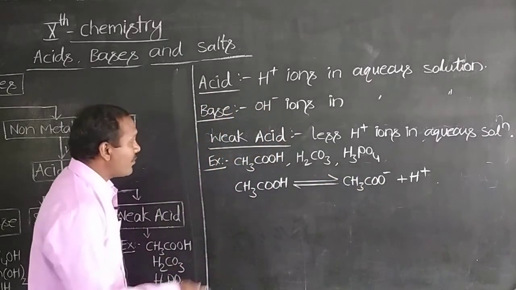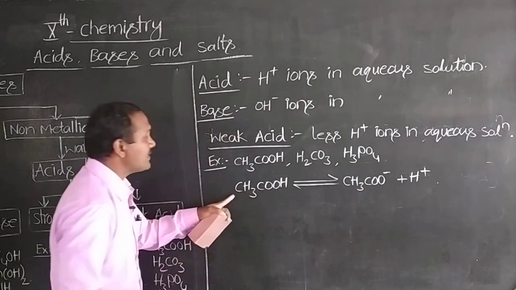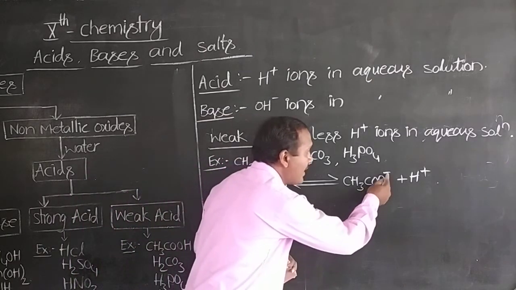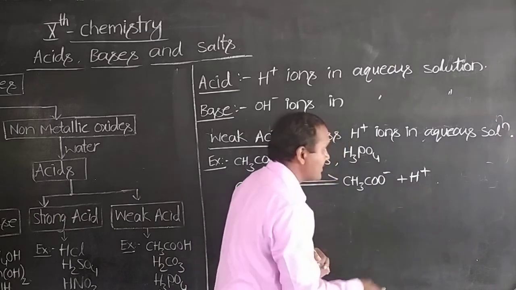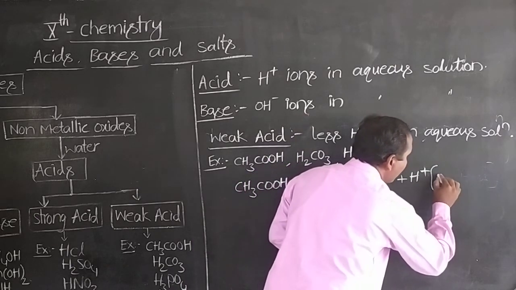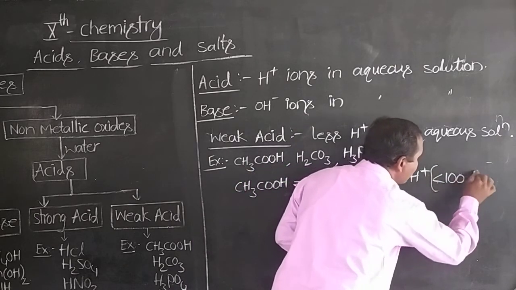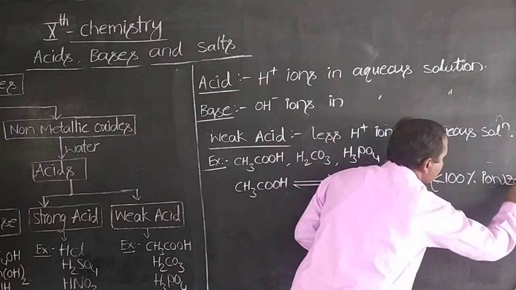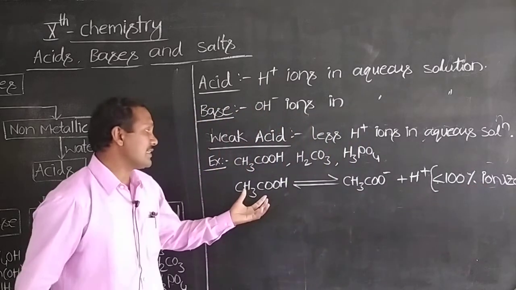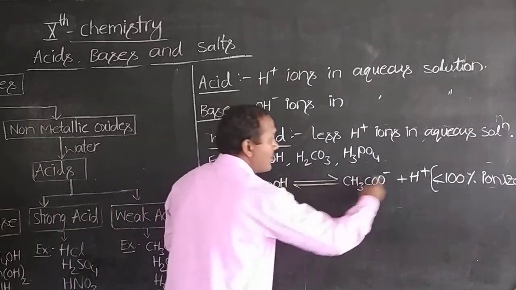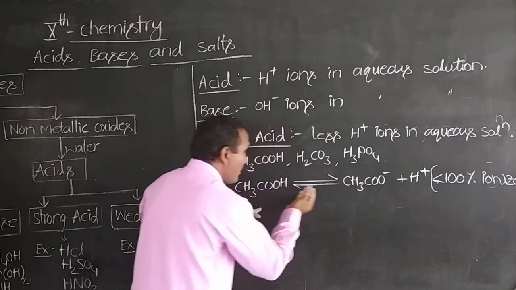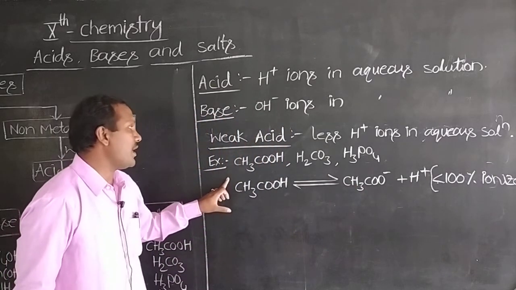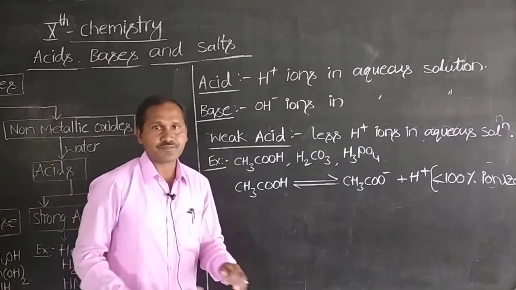I will take one example, acetic acid. CH3COOH gives CH3COO minus plus H plus. In this reaction it is less than 100% ionized. In this reaction you can understand that both the forward reaction and the backward reaction take place. This is one of the best examples of weak acid.